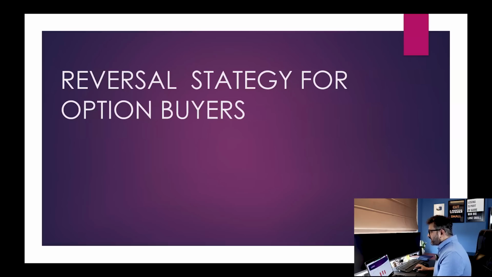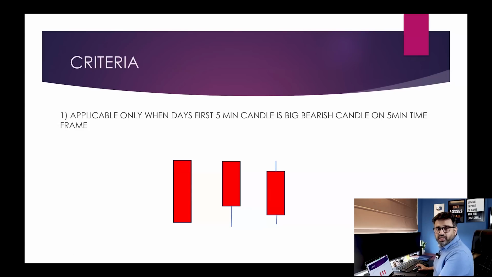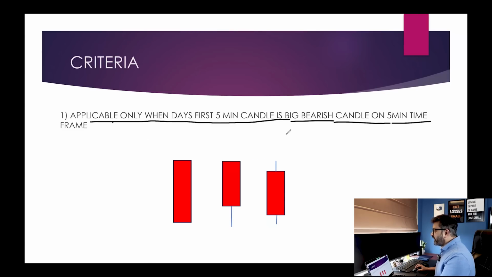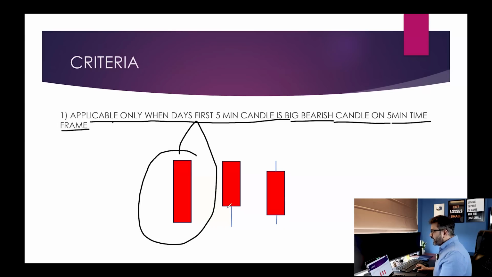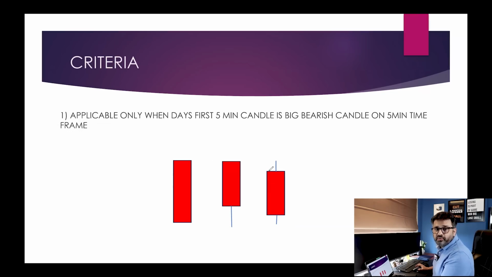Okay, this is the reversal strategy for option buyers. First, I'll discuss the criteria which should be on your chart. The first criterion is applicable only when the day's first 5 minute candle is a big bearish candle on the 5 minute time frame. That means the first 5 minute candle of the day should be a big red candle. It could be a bald candle like this without wicks, it could have wicks on one side, or wicks on both sides. It doesn't matter which side the wicks are. What matters most is the body of the candle. If you see the body of the candle bigger than the wicks, then this is a candidate for our strategy.